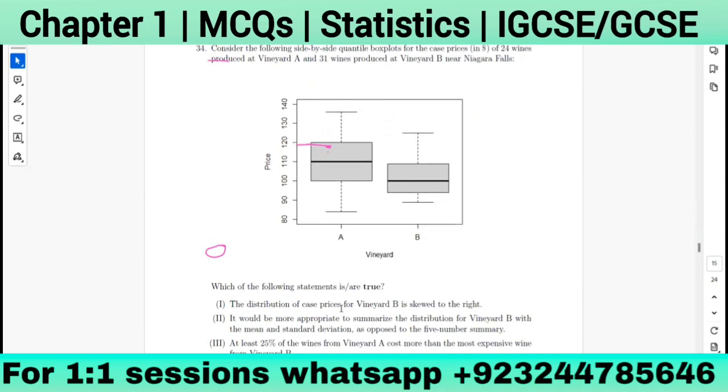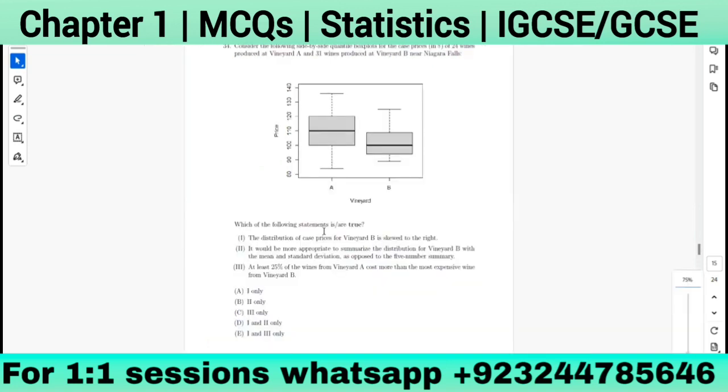Consider the following side-by-side quantile box plots for the case prices in dollars of 24 wines produced at Vineyard A and 31 wines produced at Vineyard B near Niagara Falls. Okay, so now what is going to happen? Which of the following statements is true? The distribution of case prices for Vineyard B is skewed to the right. So for Vineyard B, is it skewed to the right? Yes, it's skewed to the right.